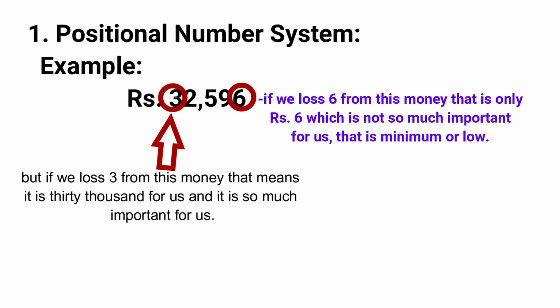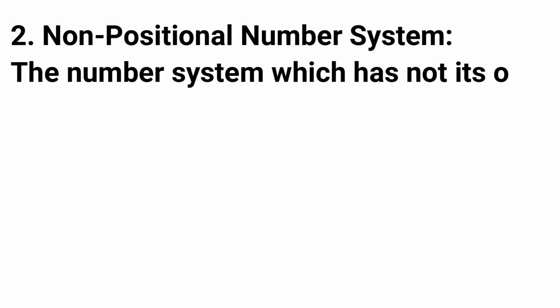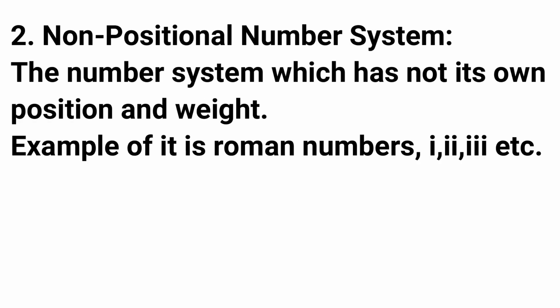From the above description it is also clear that the rightmost bit is called least significant bit, LSB, and the leftmost bit is called most significant bit, MSB. Now, non-positional number system means that number system which does not have its own position and weight. An example of it is Roman numbers.